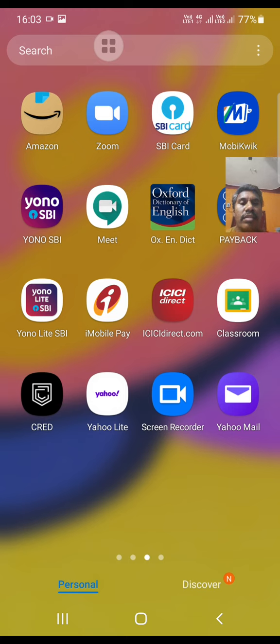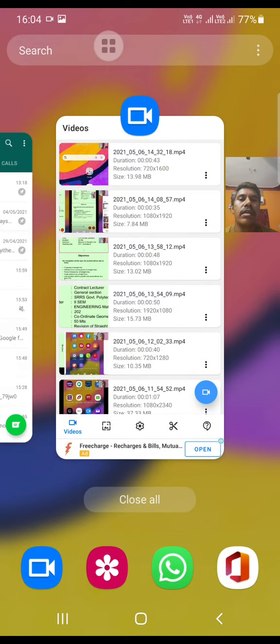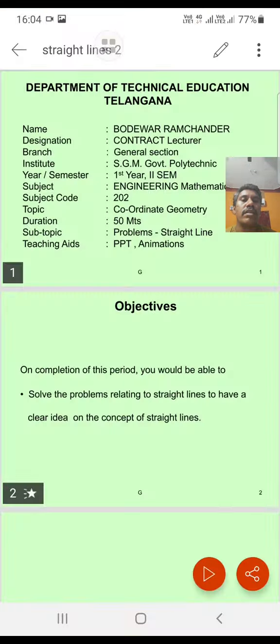Yesterday we discussed about straight lines and some formulas, properties, and today we will do some more problems. So let us see.